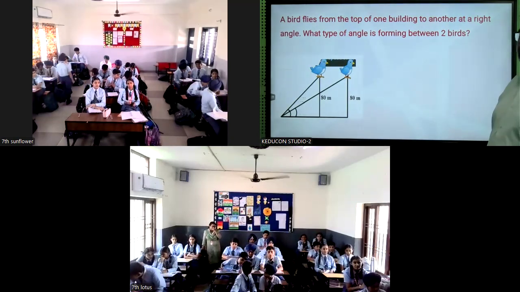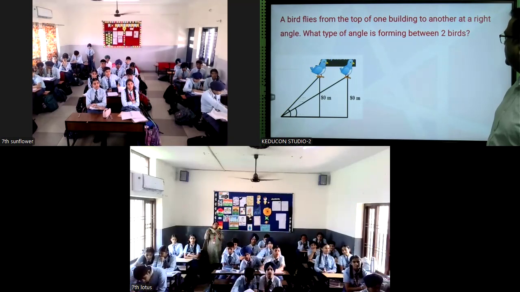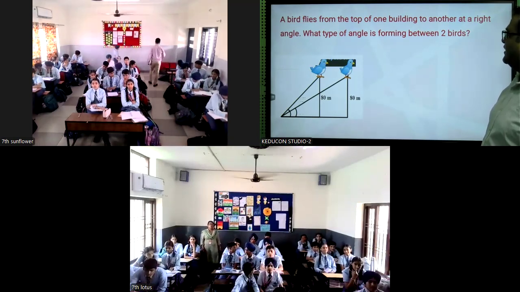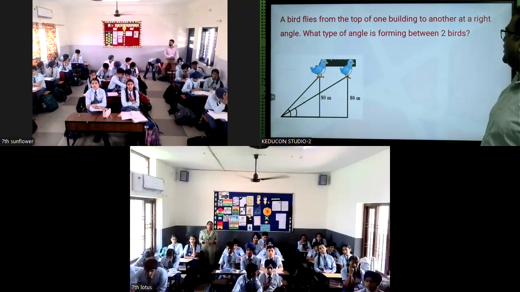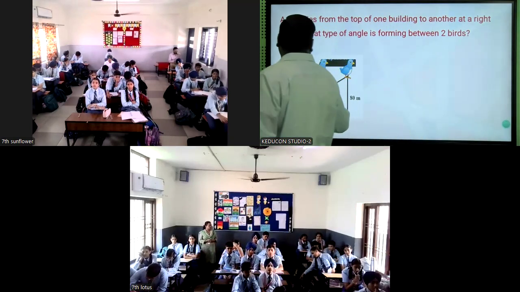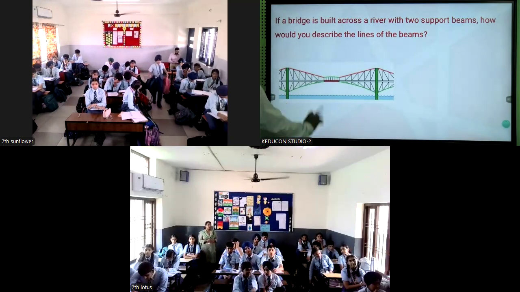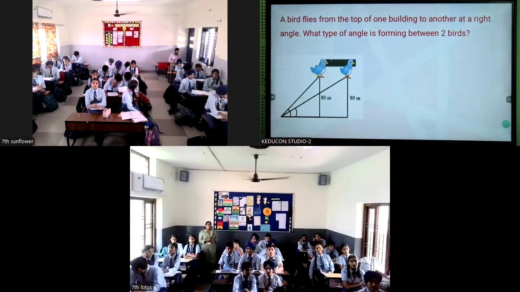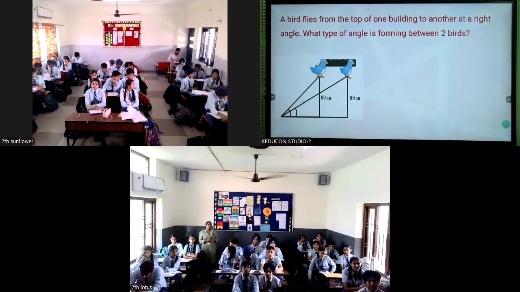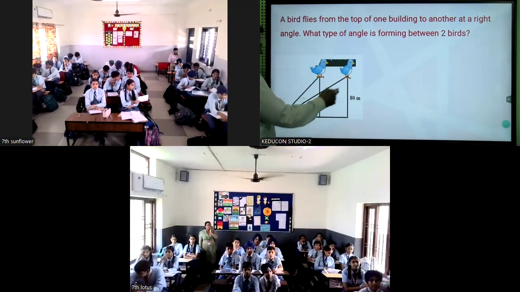Next question, students. A bird flies from the top of one building to another at a right angle. What type of angle is forming between the two birds? Students, what is the angle between the birds? This is one bird, this is another bird. What is the angle between the birds? Acute angle. And what is the angle between these two lines?